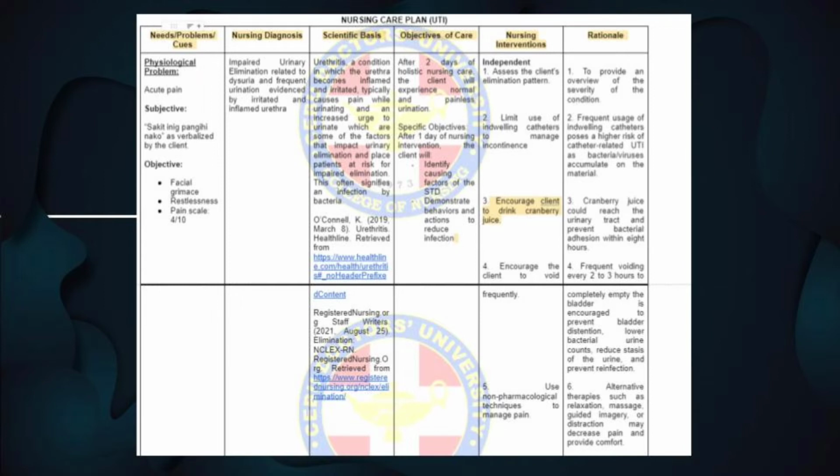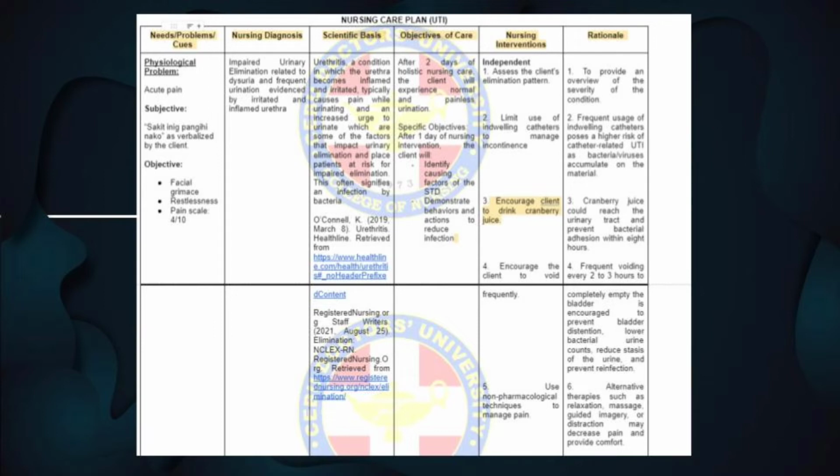For our nursing diagnosis, we have impaired urinary elimination related to dysuria and frequent urination as evidenced by irritated and inflamed urethra. So, the urethra becoming inflamed and irritated usually indicates urethritis, which typically causes pain while urinating and an increased urge to urinate, which are some of the factors that impact urinary elimination and places the client at risk for impaired elimination. This often signifies an infection in the urinary tract by bacteria.